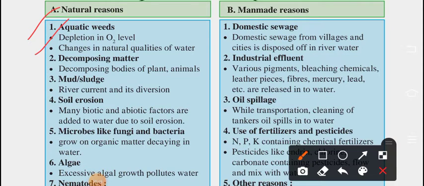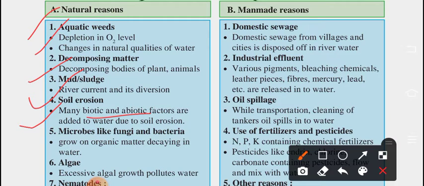Very first is aquatic weeds, depletion in O2 level, changes in natural qualities of water. Decomposing matter. Decomposing matter means decomposing bodies of plants and animals in the water. Next is sludge, river current and its diversion. Soil erosion, many biotic and abiotic factors.